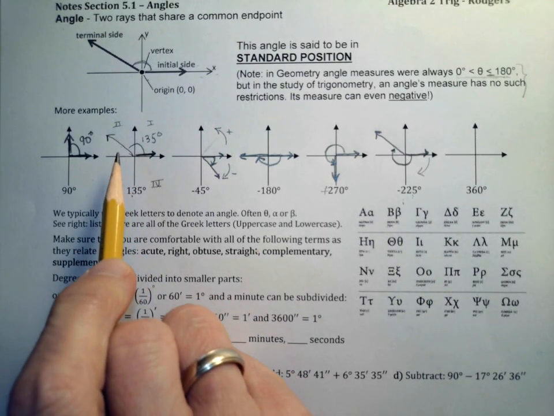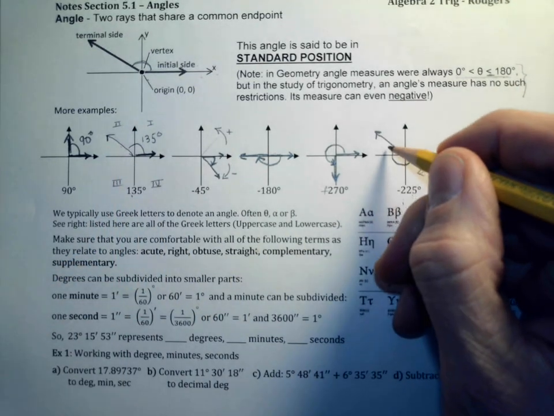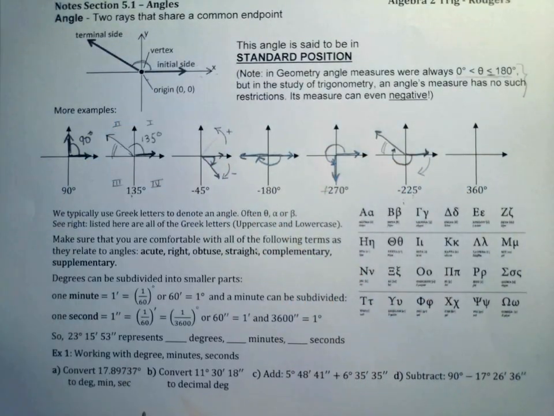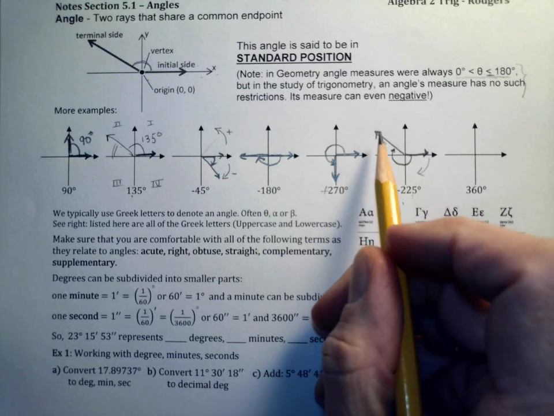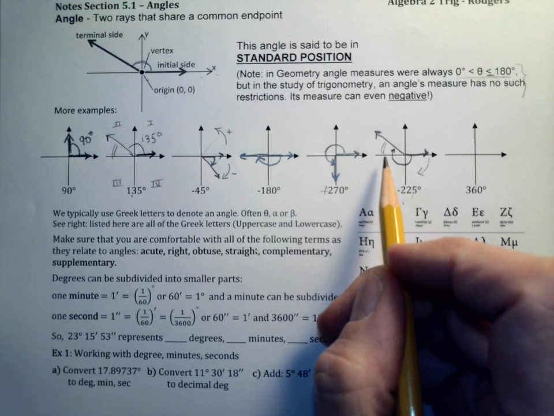Now notice the terminal side for negative 225 is the same as the terminal side of the angle at 135. They have what we will refer to as the same reference angle, which is this angle. That angle and that angle are the same. So the reference angle is the angle formed with the terminal side and the nearest x-axis.